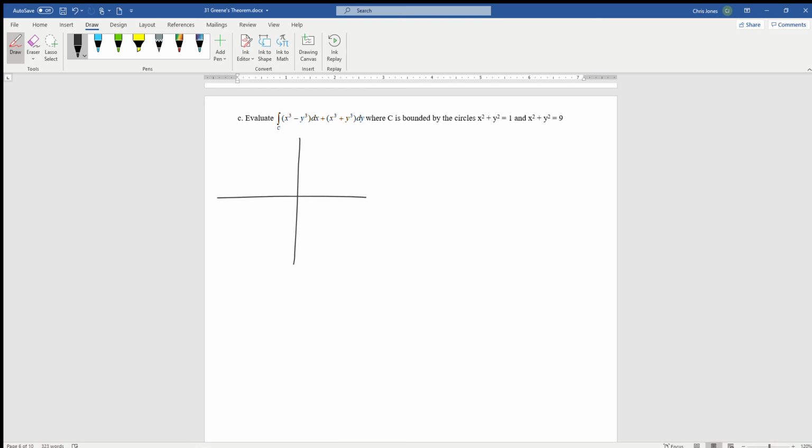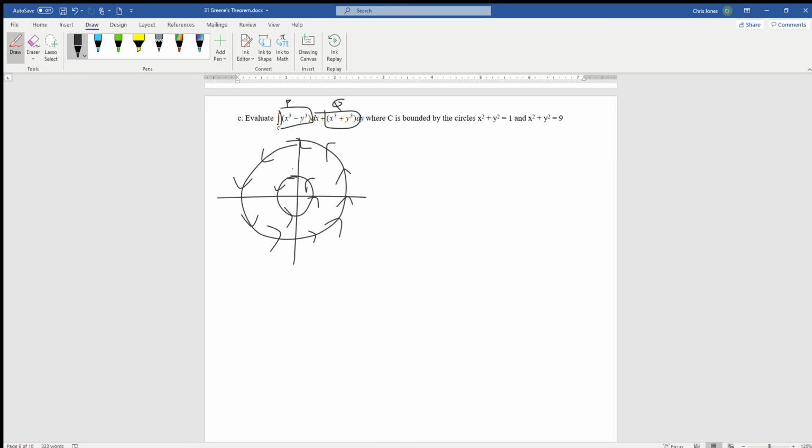Graphing the regions, circle of radius 3, circle of radius 1. Now notice that both of the regions are going to be counterclockwise, so that's good. All right. And what we're looking for is the region that's going to be bounded by that. So we're having two line integrals, and it looks like that ultimately we're going to basically get the region in between there. We know that P is going to be x cubed minus y cubed. We know that Q is going to be x cubed plus y cubed.